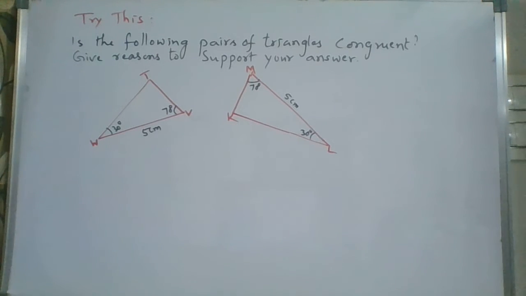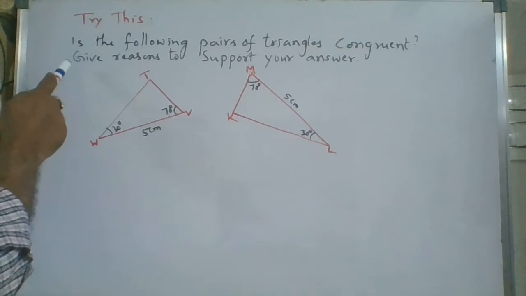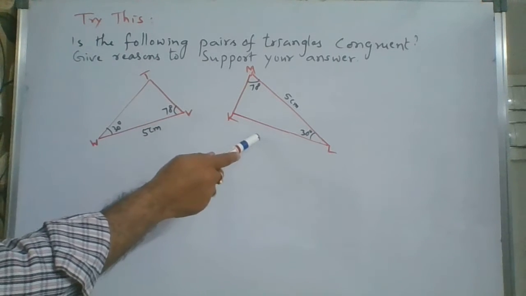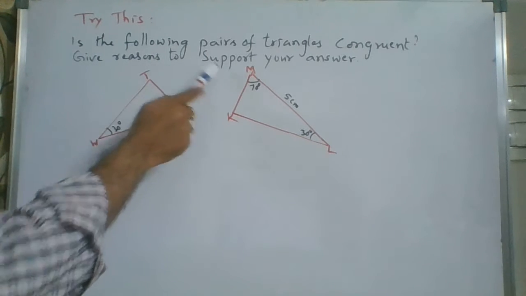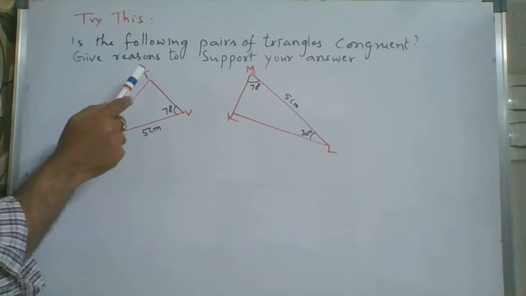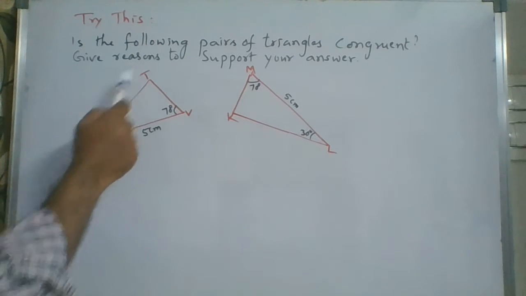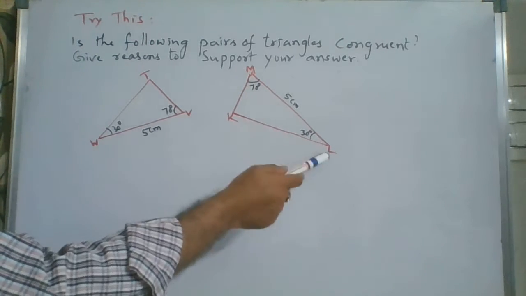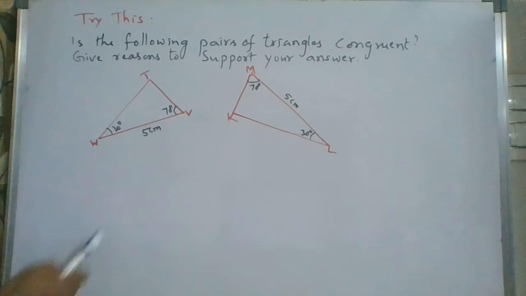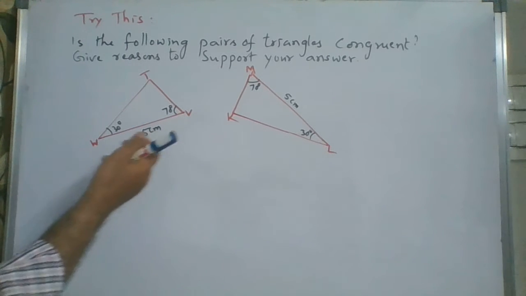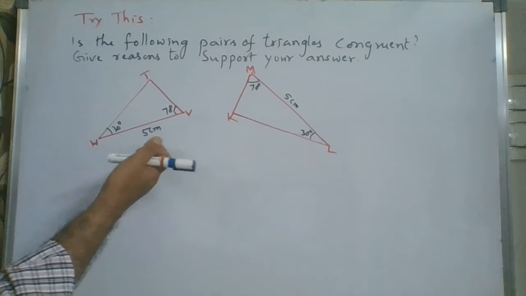We'll do the problem given in Try This. The question is, are the following pairs of triangles congruent? Give reasons to support your answer. Now the triangles TWV and KML, or whatever it is. Are these two triangles congruent? We have learnt the SSS congruence rule, then the SAS congruence rule and the ASA congruence rule. So by all three rules, can you satisfy it?